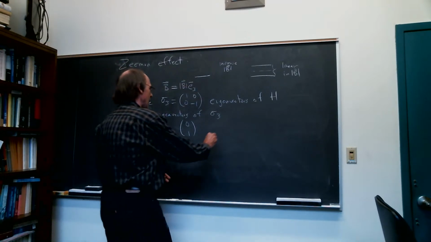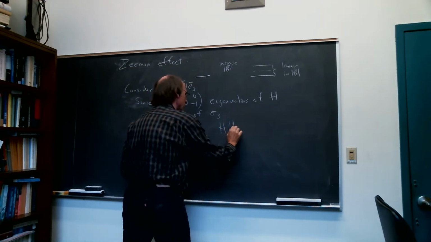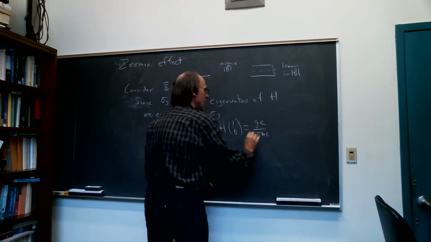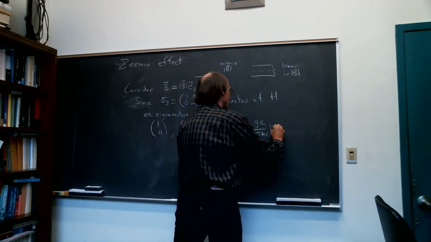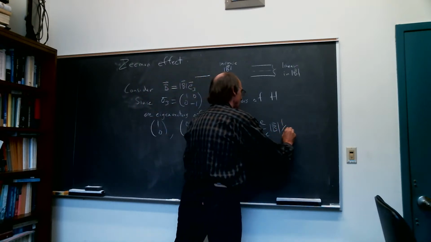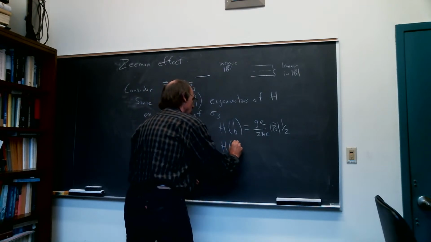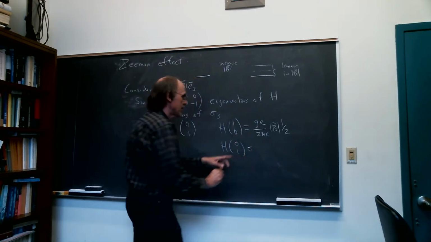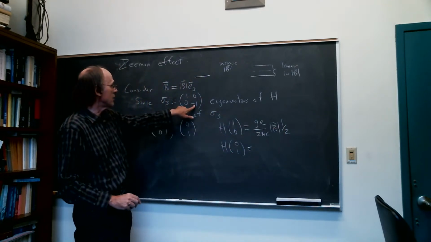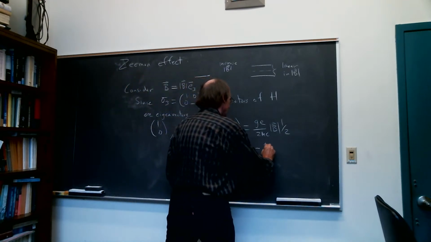So you're going to have H applied to this guy, and it is going to give you g e over 2mc, and then you've got a B vector, and then it's a sigma 3 over 2, so there's another half. Okay, and then applied to 0, 1, it's going to be the same thing with a minus sign, because instead of this one here, you pick up this one here, and so it's minus.